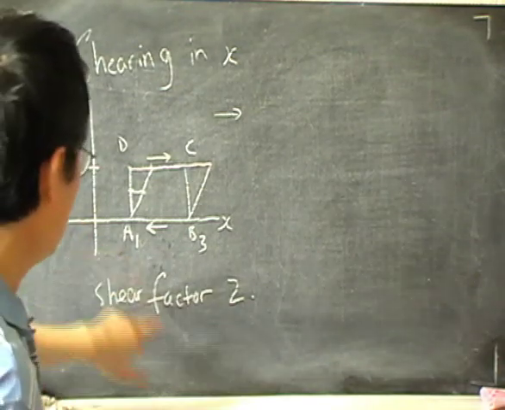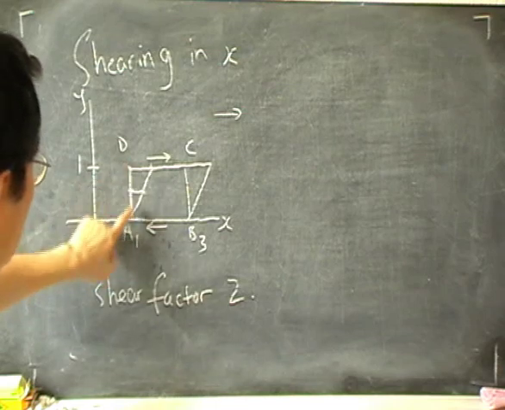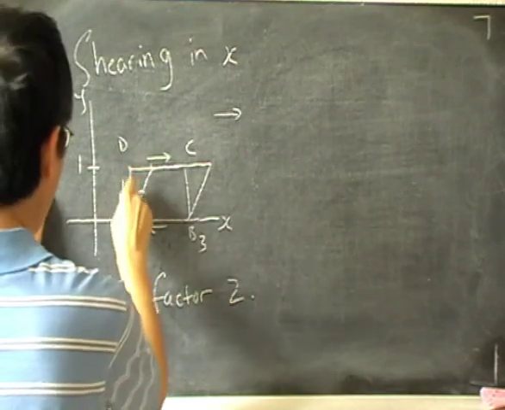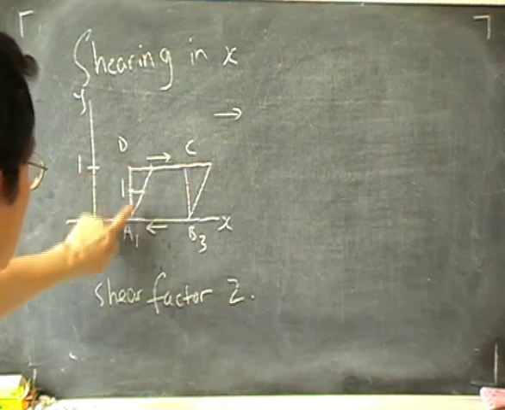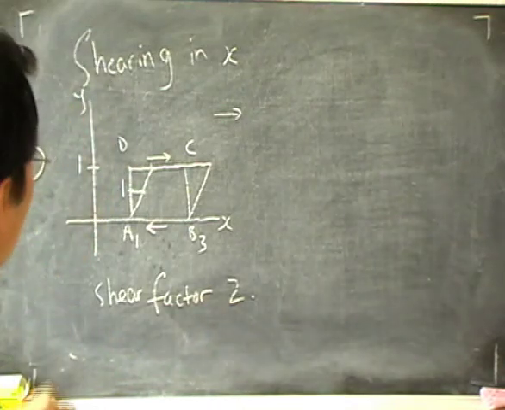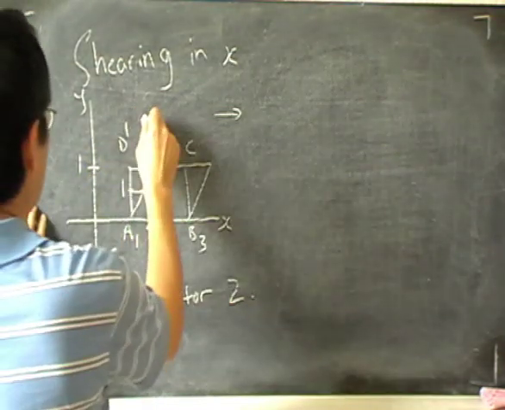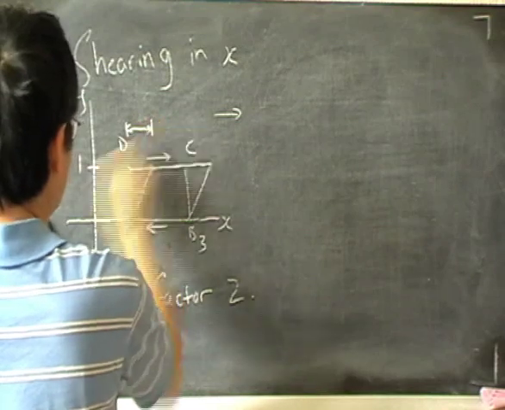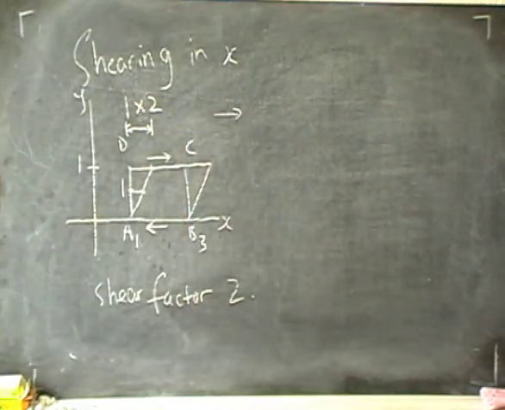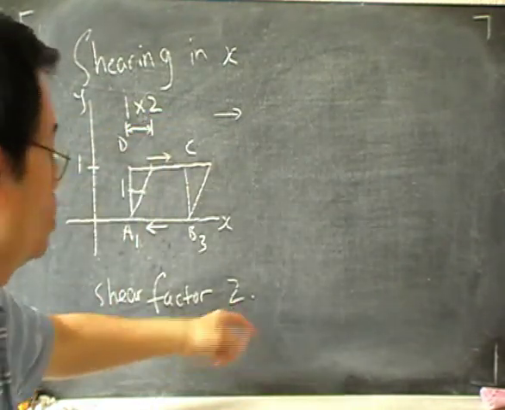Alright, so if I have a shear factor of 2, what it means is that if I look at point D, which is away from the x-axis by a distance of 1, so the distance of D from the x-axis is 1, then if there is a shear factor of 2, I must move D along the x direction by a distance that is equal to 1 times 2. 1 is the distance from the x-axis, and 2 is the shear factor.